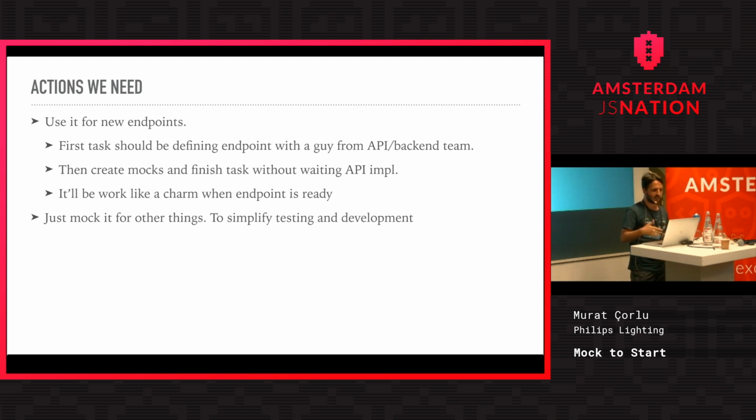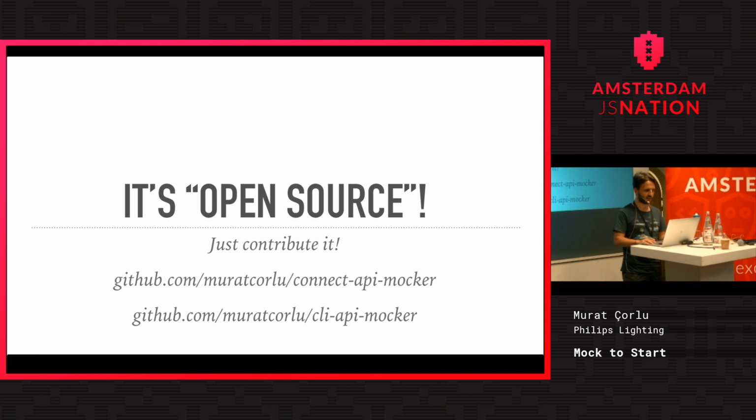You don't need to wait for anything, and also because of defining the endpoint first, your API structure will be better, I think. Also for bug fixing and testing scenarios, just manipulate your mock files to reproduce the same condition and fix it easily. You don't need to create the same condition as the bug problem with many manual things. You can just edit the file and you can see.